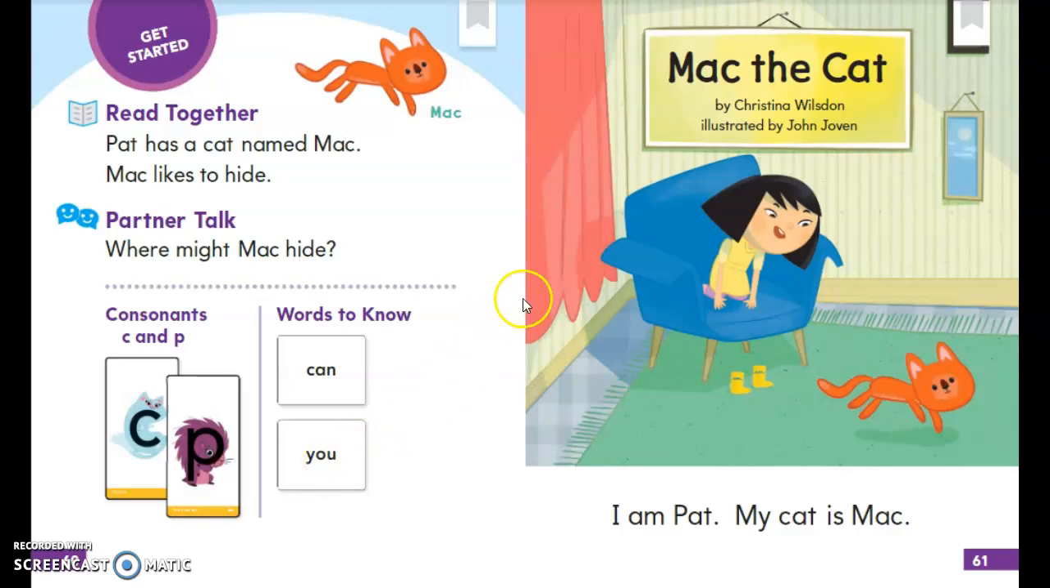All right. So get your pointer fingers out and point to the title with me. Here's the title of the story, and let's read it together. Mac the Cat. Let's point to the author right here. It says by Christina Wilsden. Illustrated, that's the person who drew the pictures, by John Joven. All right, we're going to get started reading.